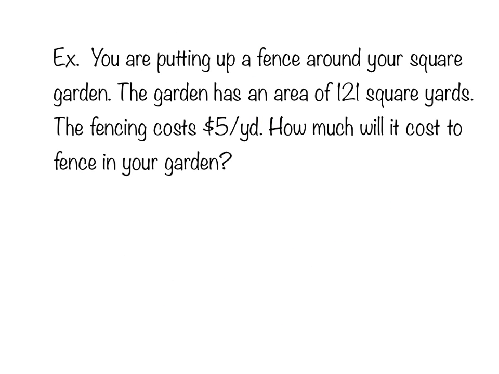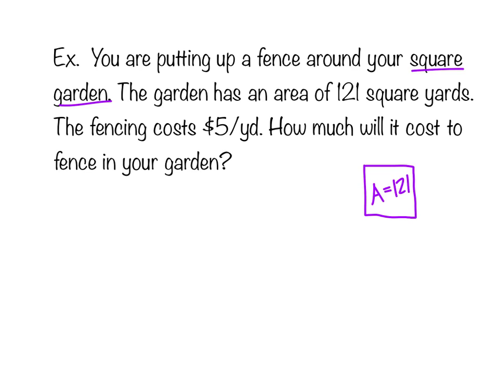All right, so this last example says you are putting up a fence around your square garden. The garden has an area of 121 square yards. The fencing costs $5 per yard. How much will it cost you to fence in your garden? So it says our garden is a square garden, and that's important for us in this problem. So imagine having a square garden, and we know the area is 121 square yards.